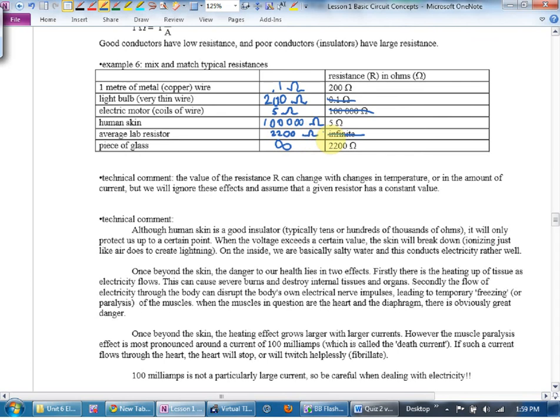Matt, do you need to know those? No, but I always try and show you what a really big and really small answer is, so you can keep an eye out for calculator mistakes, right? Okay, technically, Leslie, you got me. The resistance actually changes with change in temperature, so as wires get hotter, they build up more resistance. We're going to ignore all that.